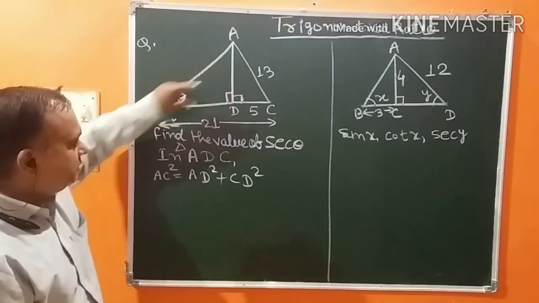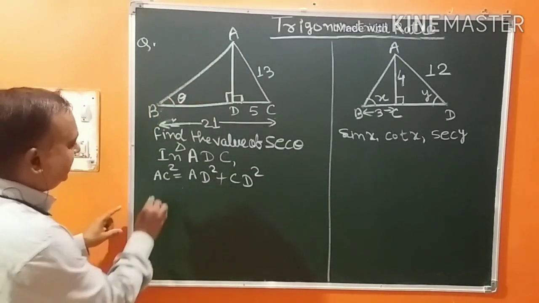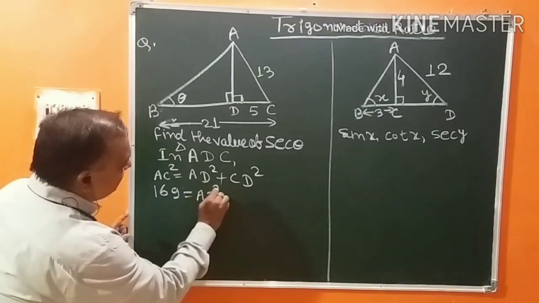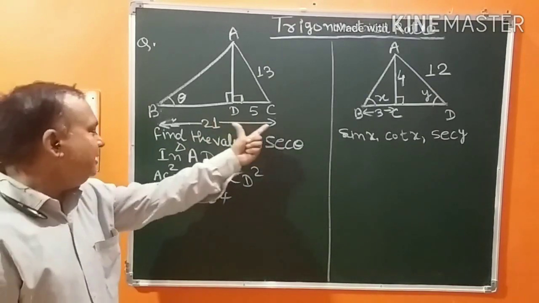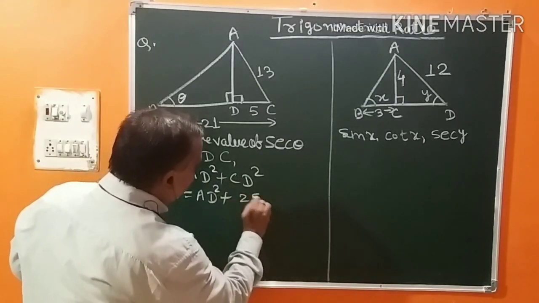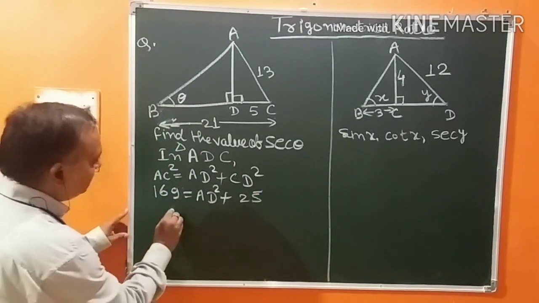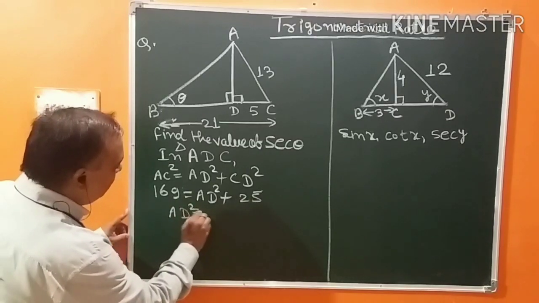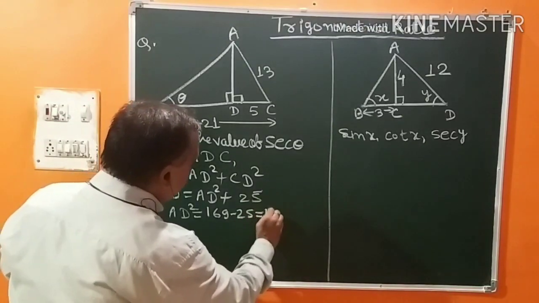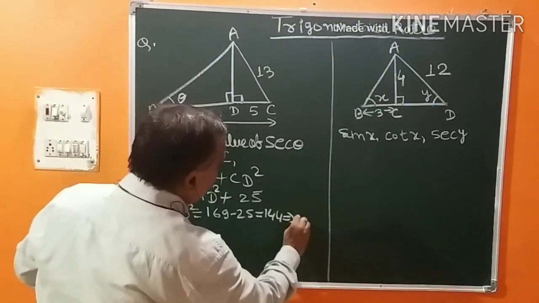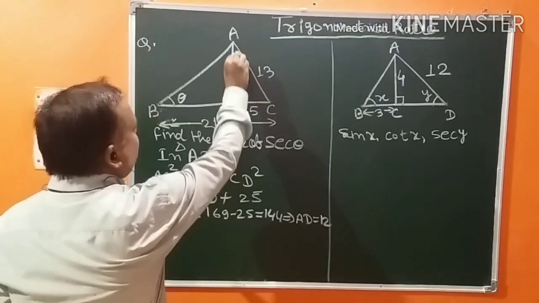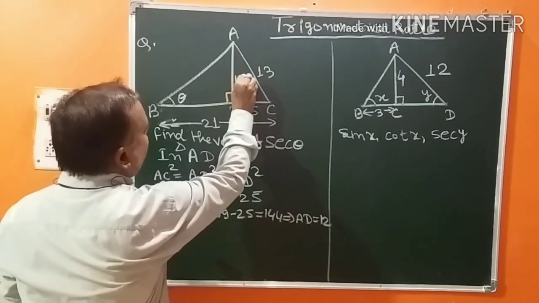in triangle ADC, AC square equal to AD square plus CD square. Now AD is unknown, the value of AC is 13, so 13 square is 169. AD square is as it is, plus CD square. CD is 5, so 5 square will be 25. Clear? So we can write AD square equal to 169 minus 25 equal to 144, or when I solve, AD will be 12, means this distance is 12 units.